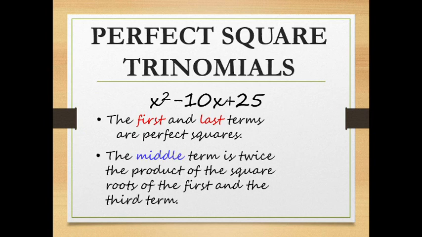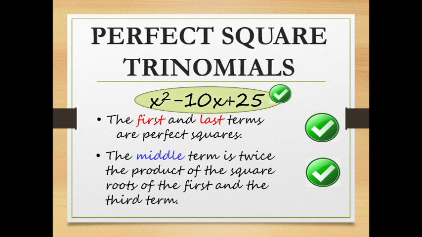Since x squared minus 10x plus 25 ay may dalawang bagay na dapat taglayin ng isang perfect square trinomial, masasabi natin na isa siyang perfect square trinomial.